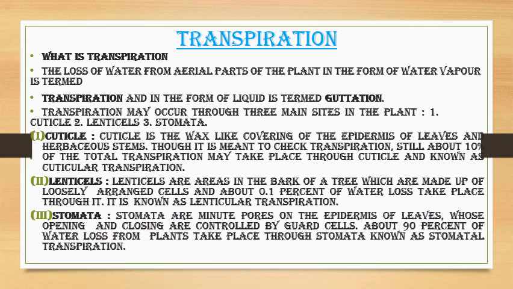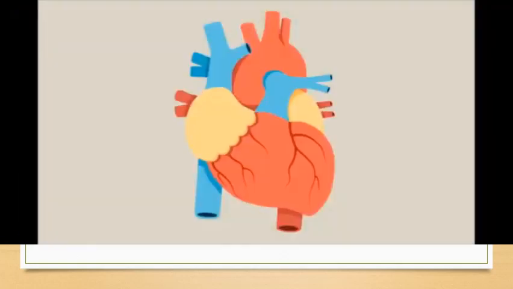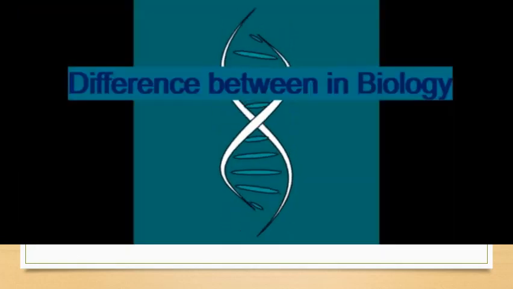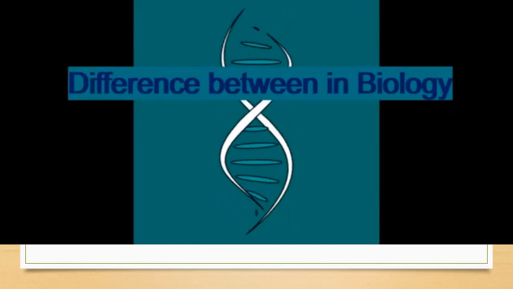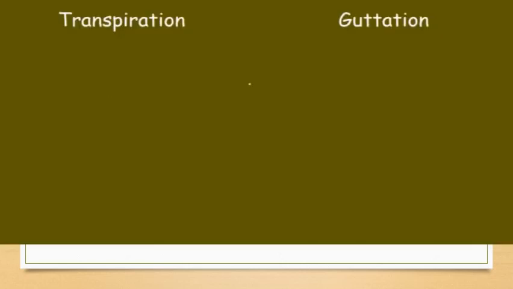Stomata. Stomata are minute pores on the epidermis of leaves whose opening and closing are controlled by guard cells. About 90% of water loss from plants takes place through stomata, known as stomatal transpiration. You can see this in this animation, the difference between transpiration and guttation very clearly.